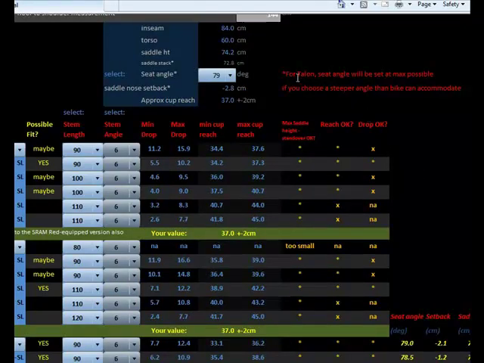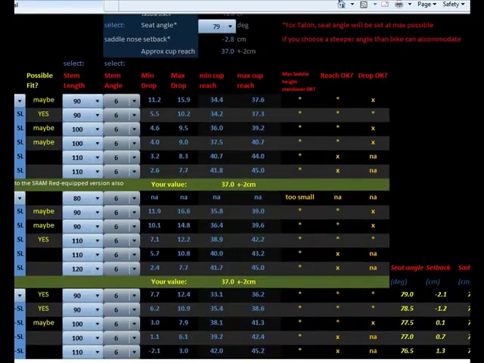You'll also notice that we've added the Talon to the fit computer. Now, the Talon Tri is really a hybrid road tri-bike. It's a road geometry frame with a forward seat post. So therefore, it's not possible in many cases on the Talon to achieve as steep of a seat angle as you can on the other Kestrel Tri bikes. You'll notice here that it says for Talon, the seat angle will be set at the maximum possible angle if you choose a steeper angle than the bike can accommodate.